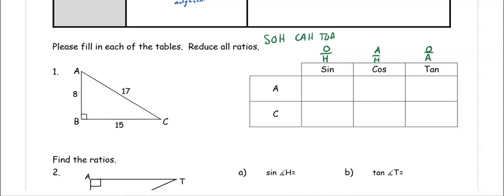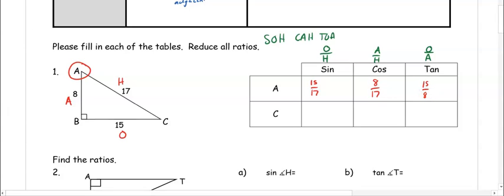So in number one, using A as the reference angle, across from A is the opposite, next to A is the adjacent, and across from the right angle is the hypotenuse. So if we want the sine of A, we would have 15 over 17. We're just setting up fractions using the side measures provided. The cosine of A then is adjacent over hypotenuse, 8 over 17, and the tangent is opposite over adjacent, which would be 15 over 8.